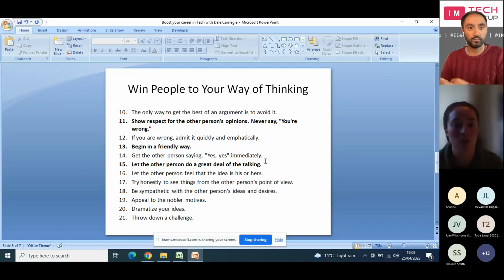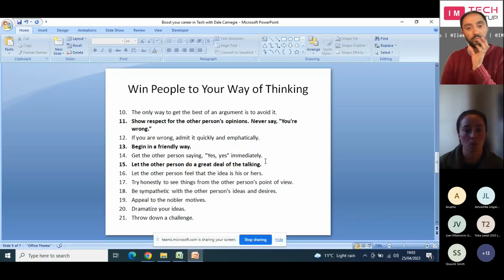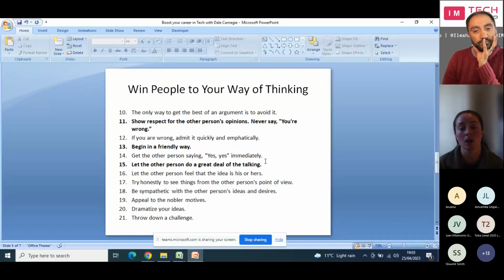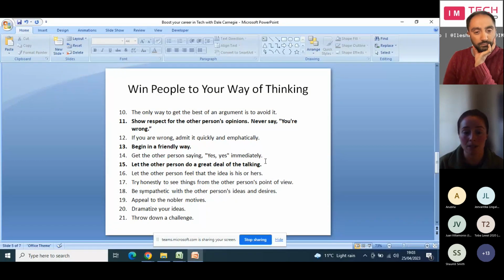The last one for day 2 that we did was let the other person do a great deal of talking. When we let someone else do most of the talking, without interrupting them and listening to what they have to say intently, we're showing them again that what they have to say is important. So by letting someone express themselves and encouraging them to share their thoughts, we give them the chance to be heard and understood, and it again gives you that really open relationship.